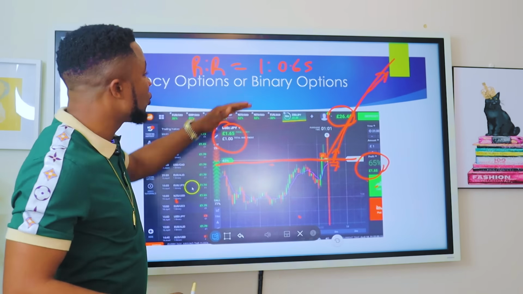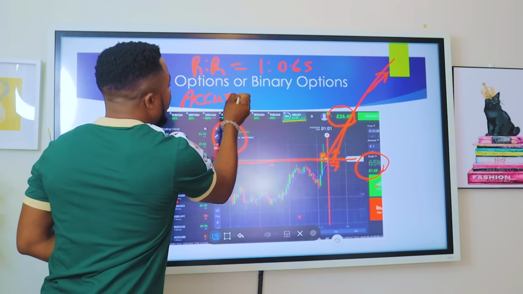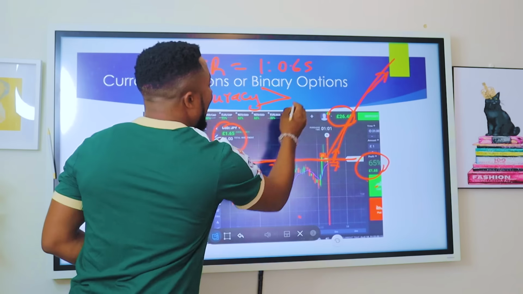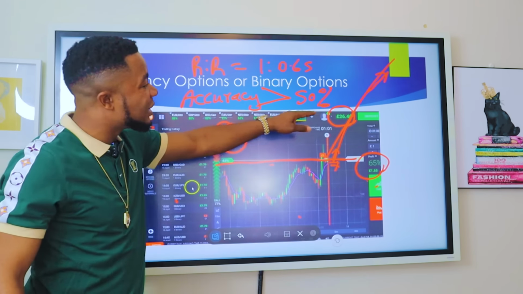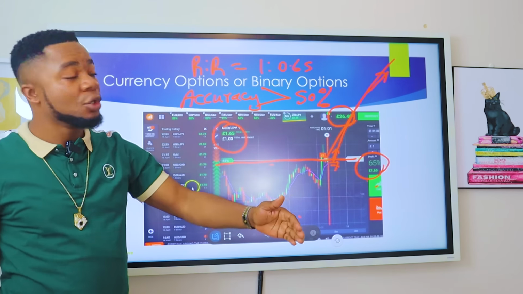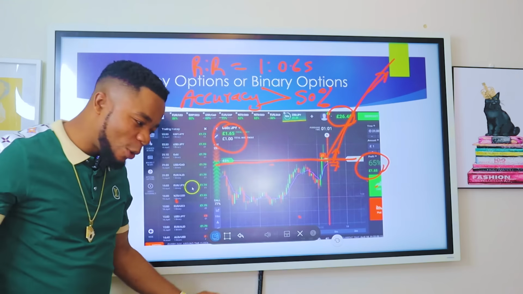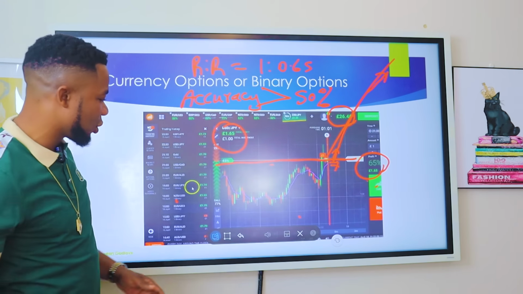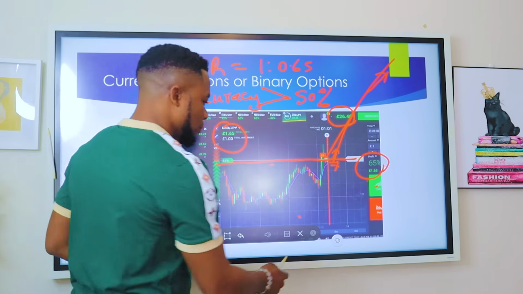It means for you to be able to make money with this system, your accuracy must be greater than 50%. All right, it means your accuracy must be greater than 50%. It means if you place 10 trades, you must win at least 6 of those trades. But now let's compare binary options and forex, and you see the difference.